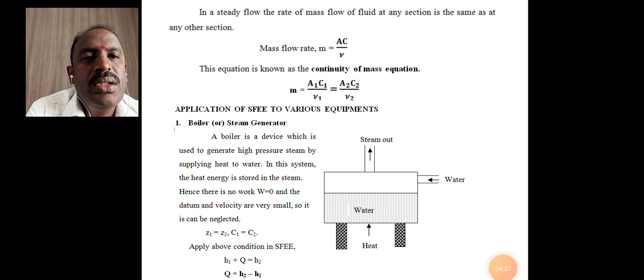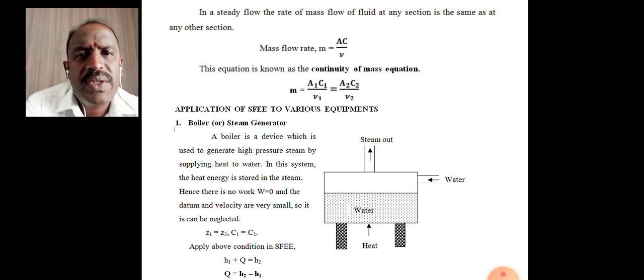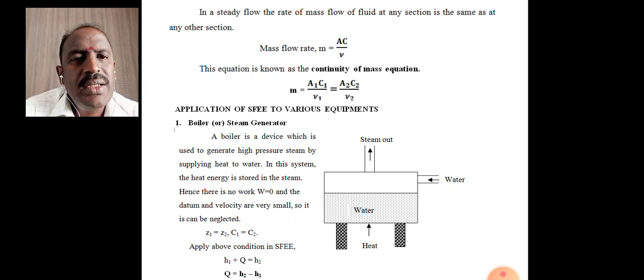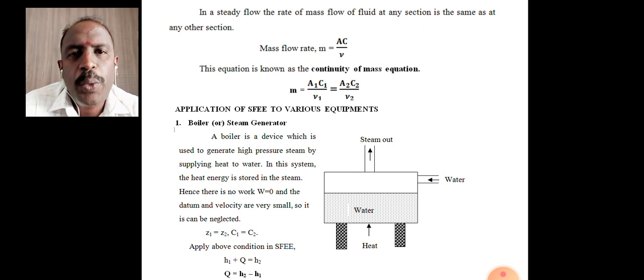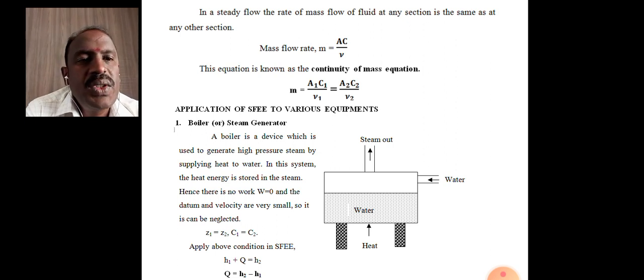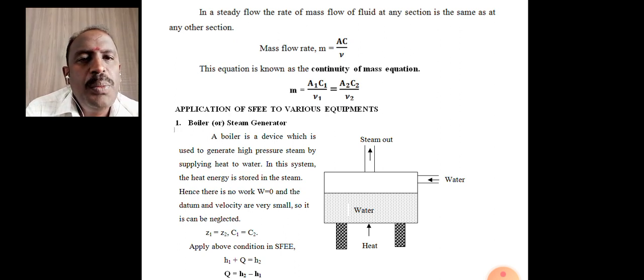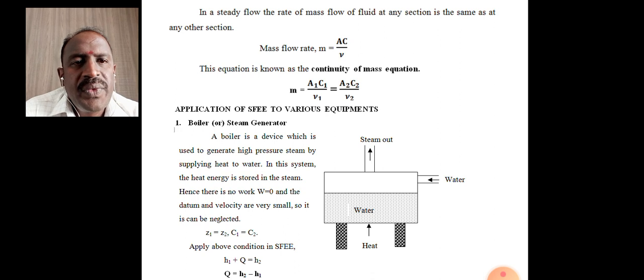Next, the application of the steady flow energy equation to various equipment. First, we are going to see the boiler or steam generator. Here we are mainly focusing on the power plant components. The first one is the boiler. The main function of the boiler is the conversion of water into steam with the help of heat energy.